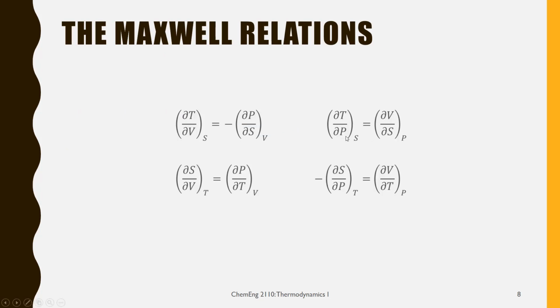This one, P and S, this must be H. It's a natural function of S and P. dT/dP at constant S is dV/dS at constant P. V and T, this one comes from A, the Helmholtz energy. dS/dV at constant temperature is dP/dT at constant volume. And finally, P and T are Gibbs energy, gives us negative dS/dP at constant temperature is dV/dT at constant pressure.